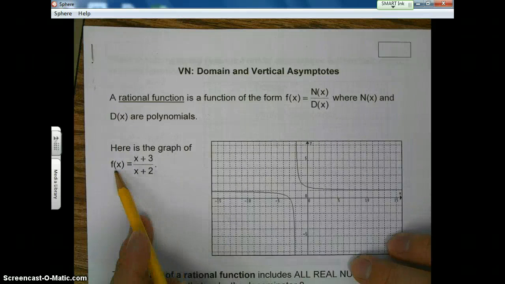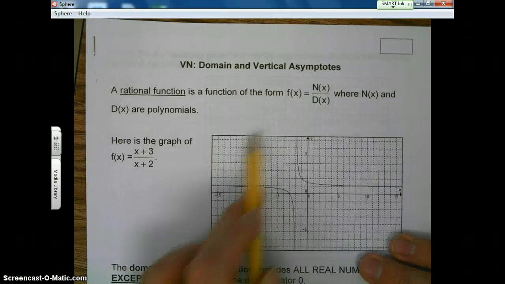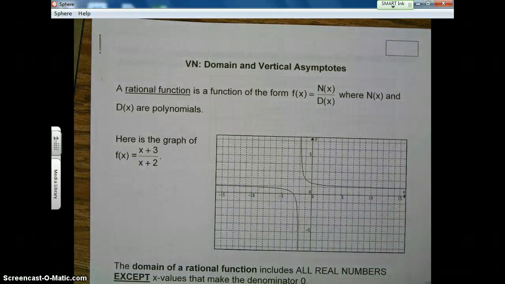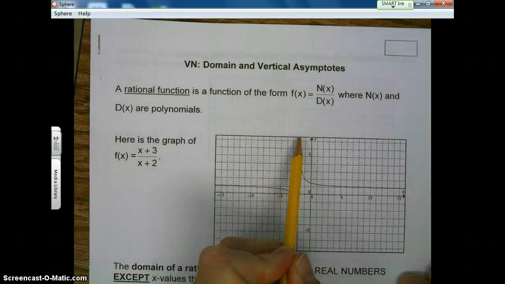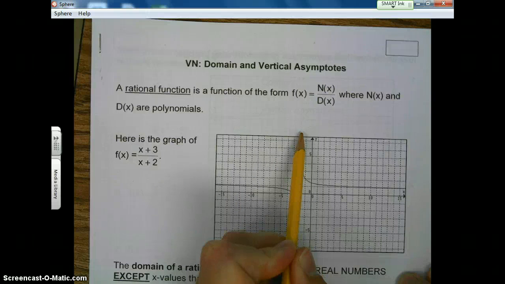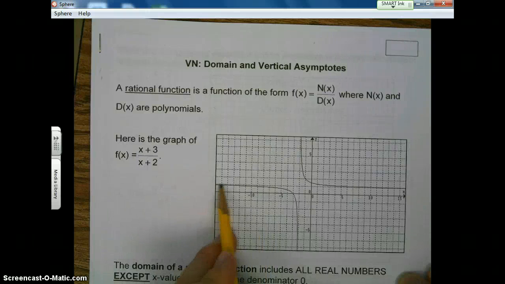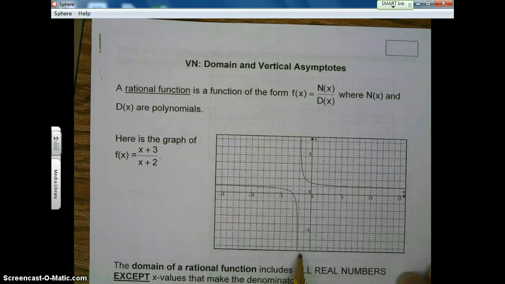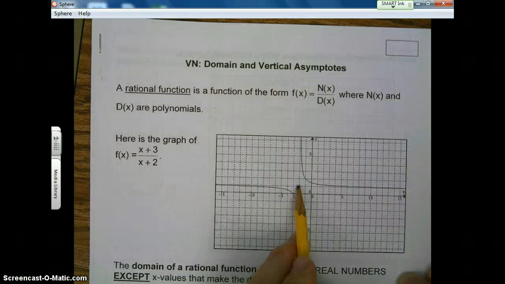Here's a graph of function f, x plus 3 over x plus 2. A couple things I want to bring to your attention about this graph: the graph is decreasing here, and it's also decreasing here. The center point, the point that's directly between the two curves, is a very important point for translating our graph.